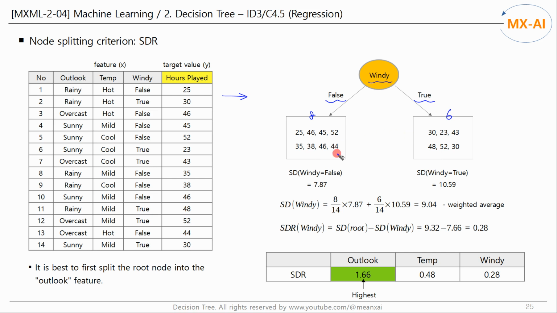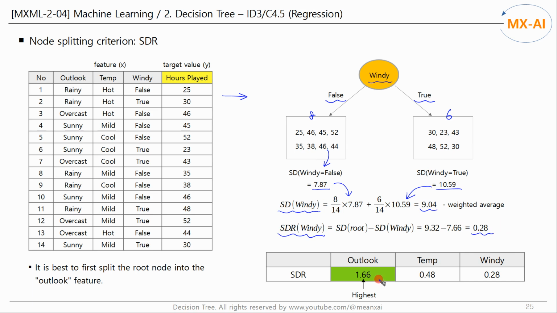If we calculate the standard deviation at each leaf node, we get the following. If we calculate the weighted average of these standard deviations, we get 9.04. This is the standard deviation after splitting the root node by the windy feature. Then the SDR for the windy feature is 0.28.